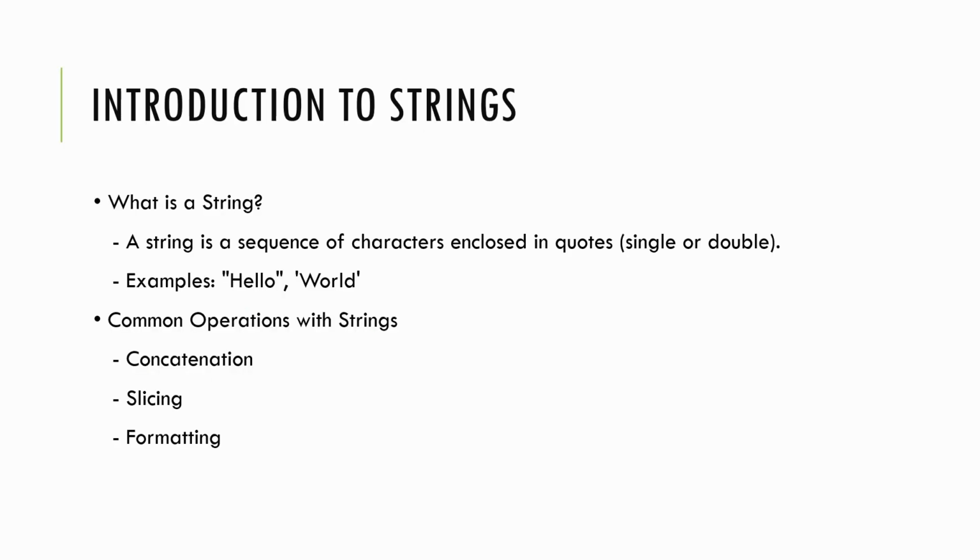Let's start by understanding what a string is. A string in Python is simply a sequence of characters enclosed in either single or double quotes. For example, 'hello' or "world". Strings are essential for working with text data, and they offer a wide variety of operations such as concatenation, slicing, and formatting.